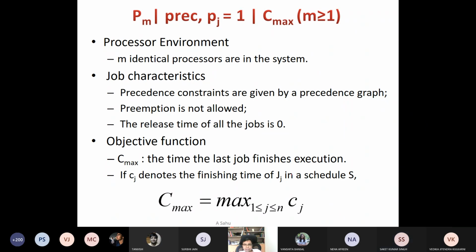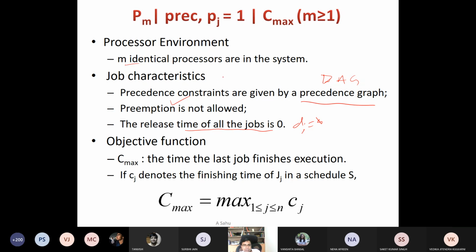So this is a precedence constraint. By default, whenever it's a precedence constraint, it is a DAG, a directed acyclic graph, and preemption is not allowed. The release time of all jobs is 0; if it is not given, then by default it is 0. And if nothing is given, then the deadline d_j is equal to infinity, and we have m identical processors in this case.